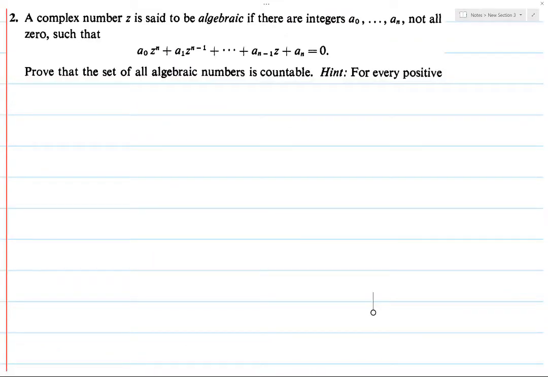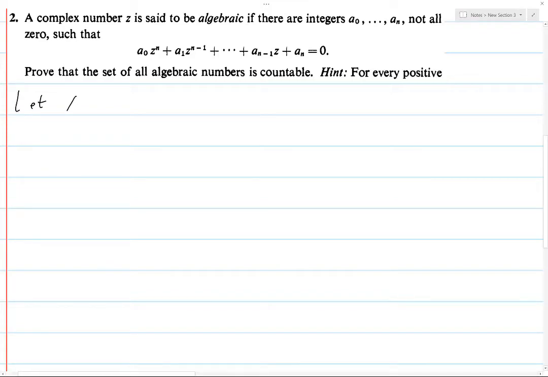Alright, so we have a complex number is algebraic if there are integers such that z is a root of a polynomial of this form, and we want to prove that the set of all algebraic numbers is countable. And there's a hint here, but we're going to ignore the hint.